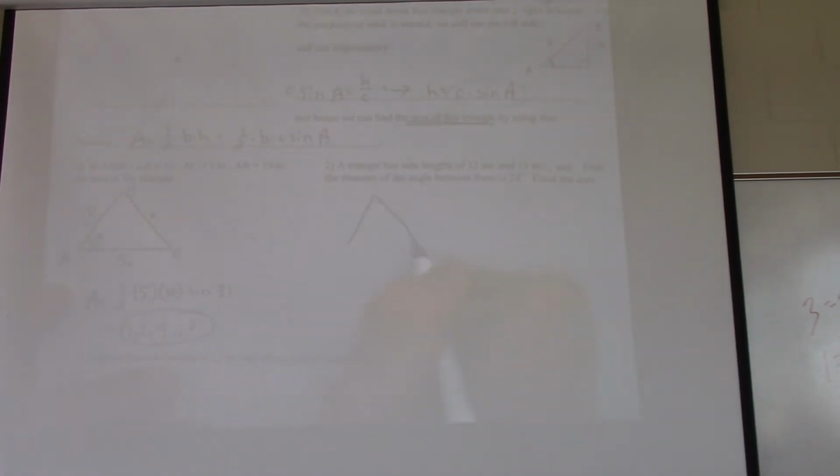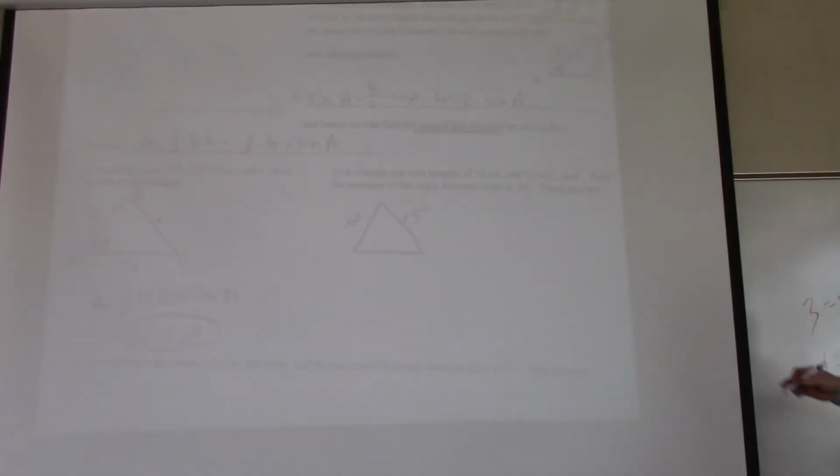Let's set up number 2. Let's draw number 2 together. And I'm not even going to put A, B, C because it doesn't say A, B, and C in there. But we don't need A, B, and C. What we need is two sides and the angle between them to be able to do this. So it has side lengths of 12 and 15. Does it matter which sides I put 12 and 15? Nope. I'll put 12 here and 15 here, just to be different from my first example.